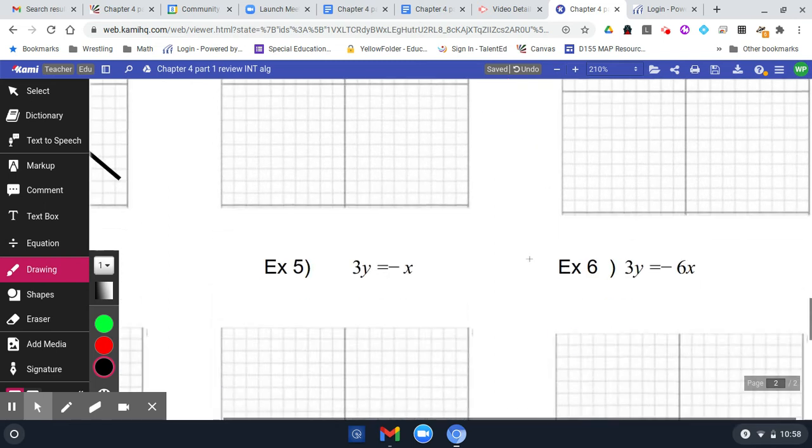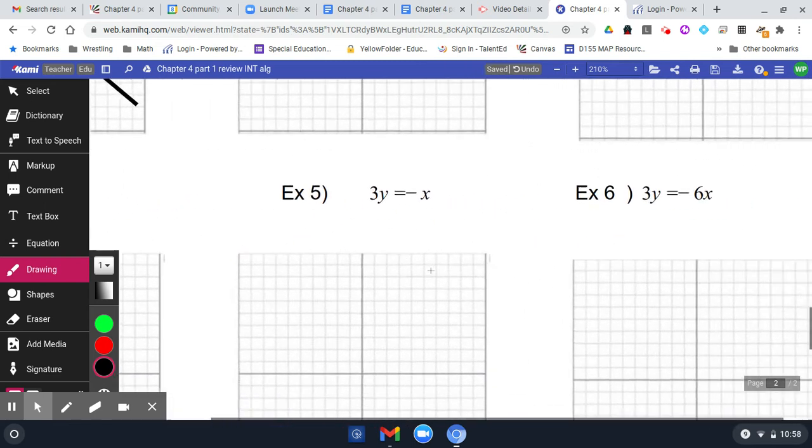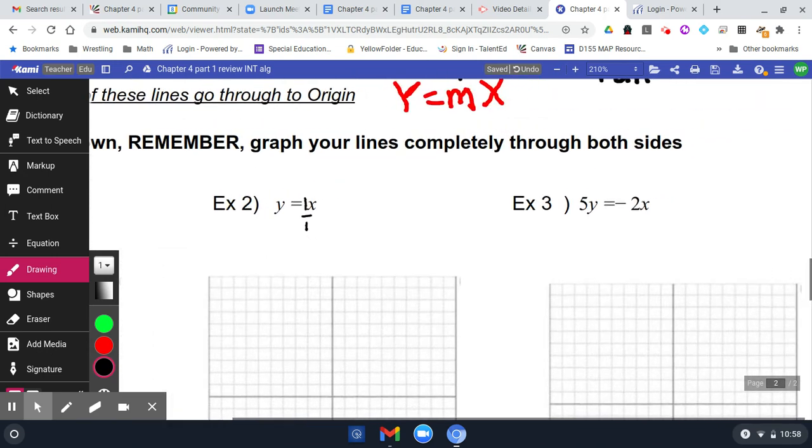Okay. But examples 3, 4, 5, and 6, your y is not by itself. So what we need to do is just separate it. We're just going to divide by 5, and we're going to do that to both sides. And so our new problem is going to be y equals negative 2 over 5x. And now I can graph that.